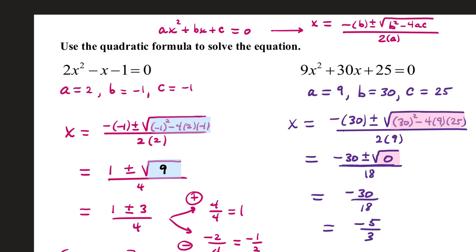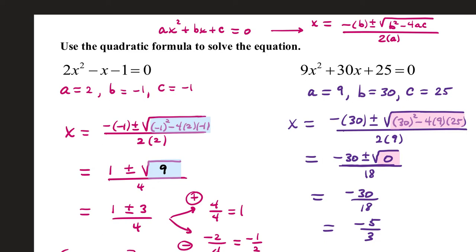Okay, so let's simplify. Top left is positive 1. Discriminant is 9. 2 times 2, our denominator, is 4. Square root of 9 is 3. So we have 1 plus or minus 3, all divided by 4. When you add, 1 plus 3 is 4, divided by 4 is 1. When you subtract, 1 minus 3 is negative 2, divided by 4, that's negative half. So the two solutions to this quadratic equation are 1 and negative half.